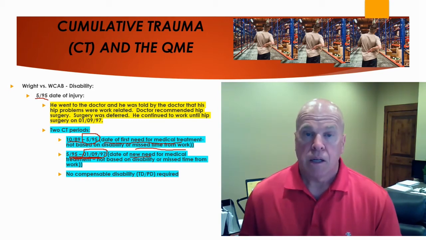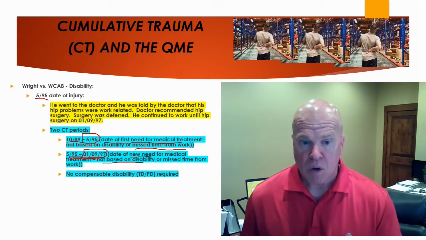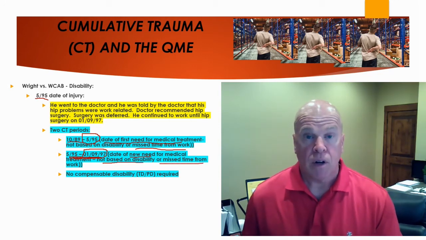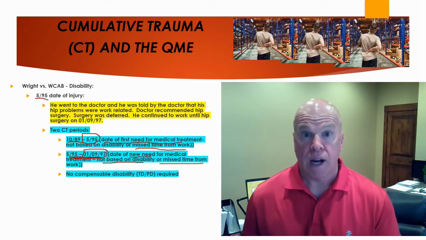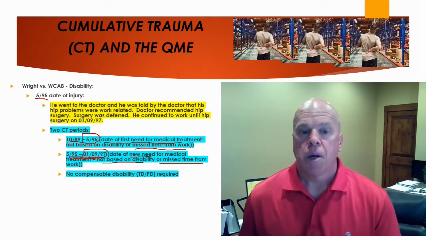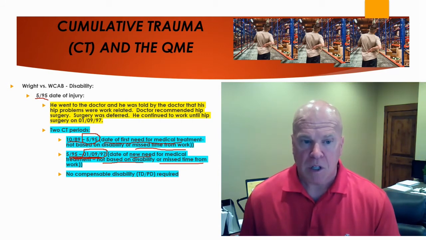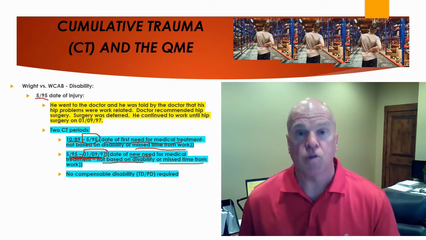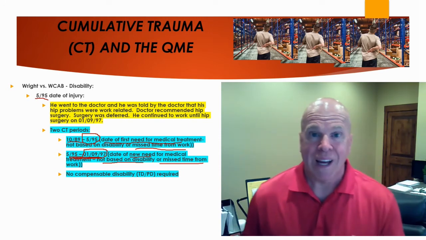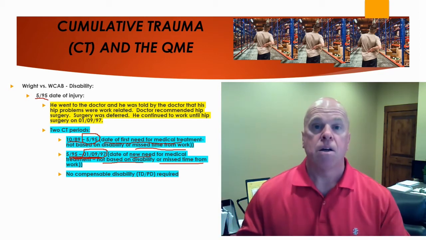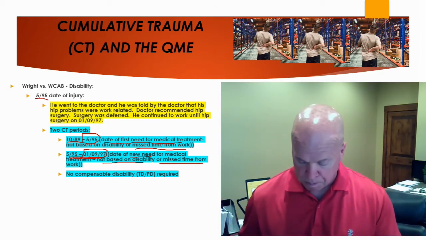And again, it was not based on disability or missed time from work, because actually Mr. Wright had not suffered any lost wages or any lost time from work. He did not suffer work restrictions, but here the disability and the two cumulative trauma period dates of injury were established by the dates at which the medical treatment was either initiated or changed.